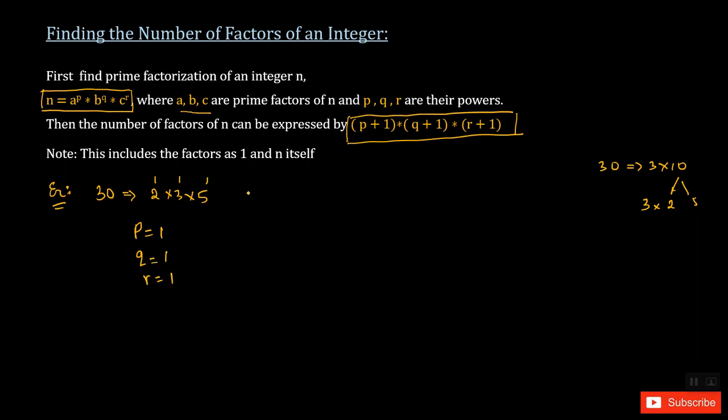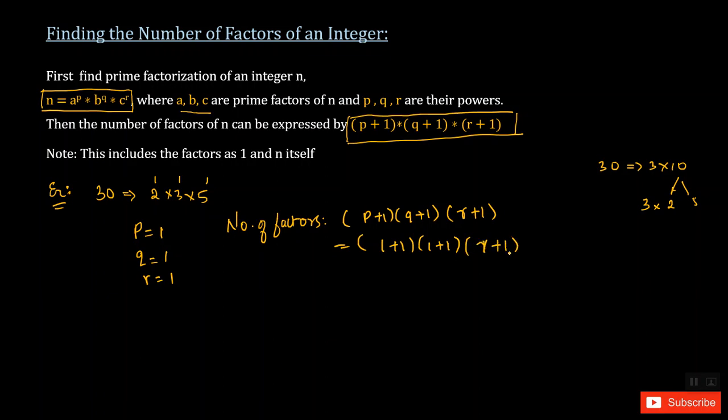Now the number of factors of 30, as per this rule, is p plus 1 times q plus 1 times r plus 1. The value of p is 1, so 1 plus 1, times q which is also 1, so 1 plus 1, times r which is also 1, so 1 plus 1. Add them, and it is 2 times 2 times 2. So there are a total of 8 factors of 30.